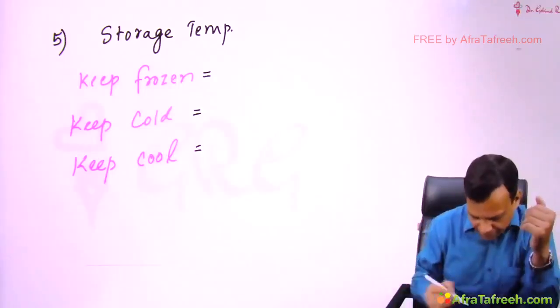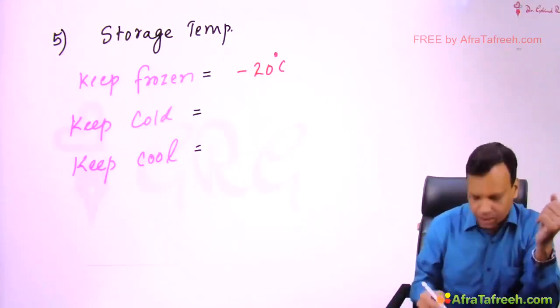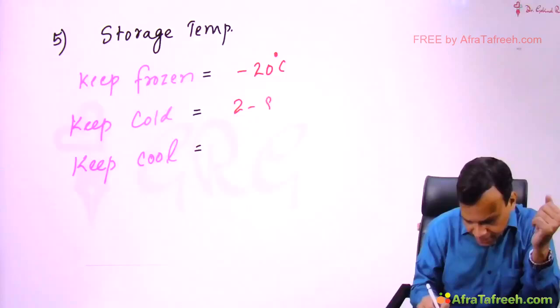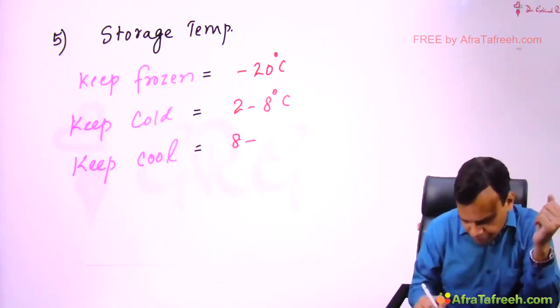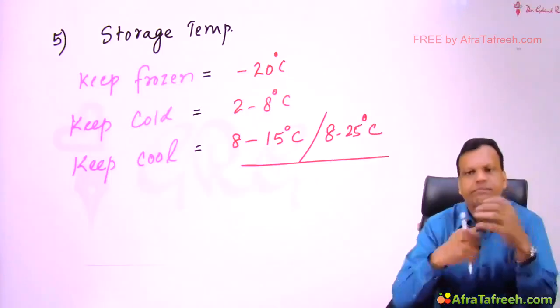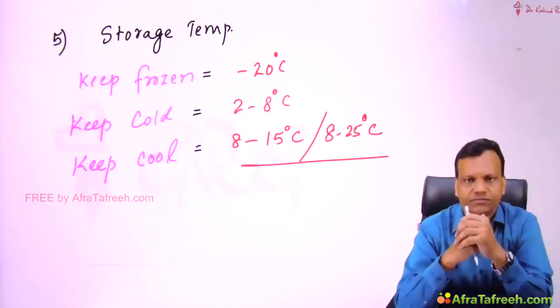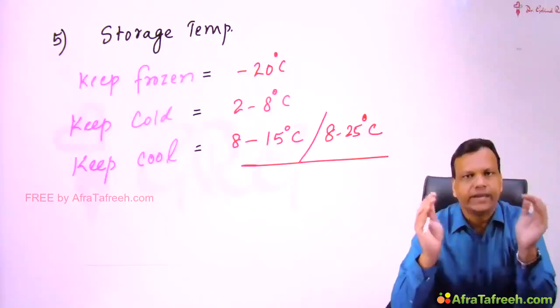And if we go by temperature, keep frozen means minus 20 degrees Celsius. Keep cold means 2 to 8 degrees Celsius. And keep cool means 8 to 15 degrees Celsius in America and 8 to 25 degrees Celsius in India, or in simple language, at room temperature. So these are the important points which are written on the drug label.